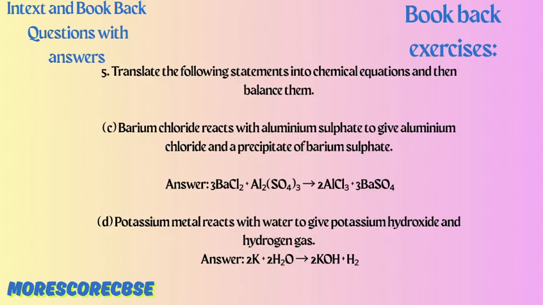Okay. Next, translate the following statements into chemical equations and balance them. Barium chloride, BaCl2, plus aluminium sulfate, Al2(SO4)3, becoming aluminium chloride plus barium sulfate. Potassium metal, 2K plus 2 molecules of water giving potassium hydroxide, KOH, plus hydrogen gas.